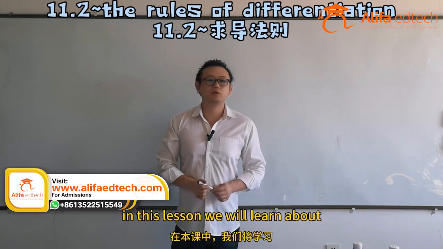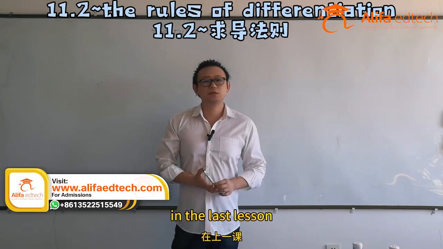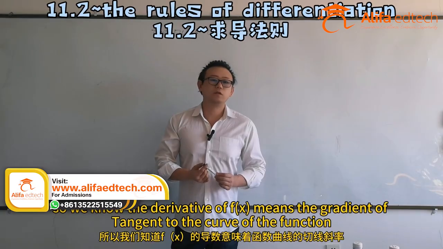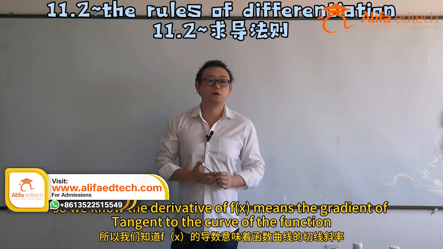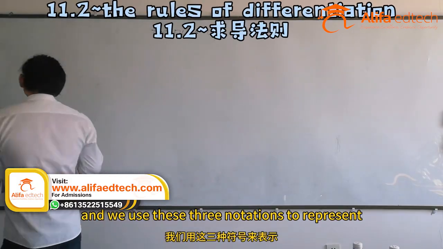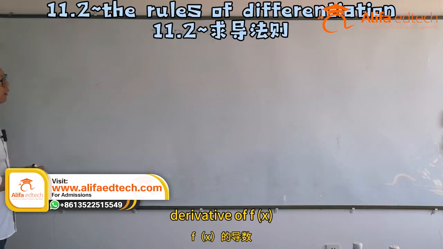In this lesson, we will learn about the rules of differentiation. In the last lesson, we learned about the concept of differentiation. So we know the derivative of f(x) means the gradient of the tangent to the curve of the function. And we use these three notations to represent the derivative of f(x).